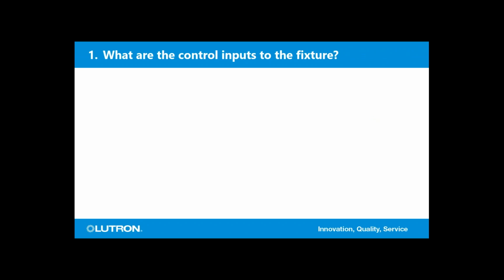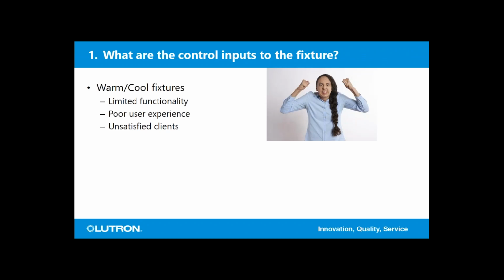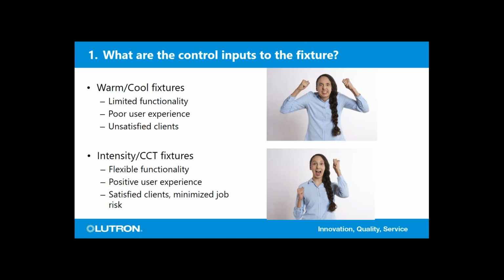And Craig spent a few minutes going over this, and this is the demo that I gave. Is it a warm-cool fixture, which has limited functionality and can result in a poor user experience, or is it an intensity CCT fixture? And that's really what you want. You want an intensity CCT fixture. It's much more flexible. It's going to end up in a positive user experience, and it'll minimize the risk on the job.